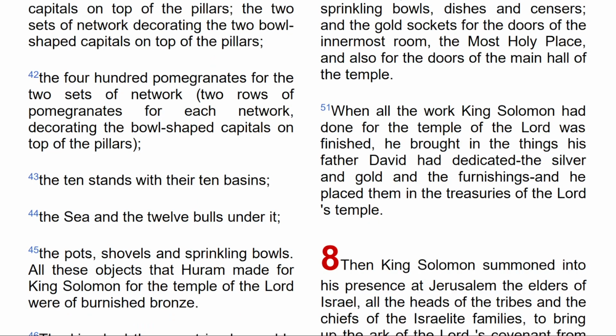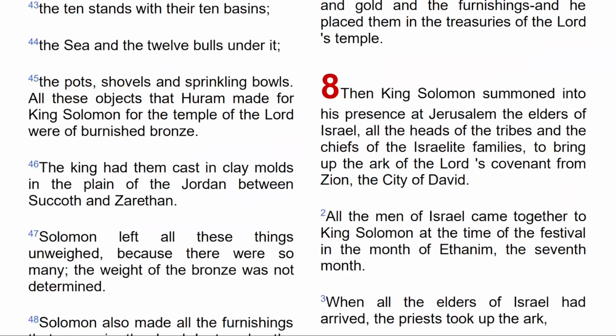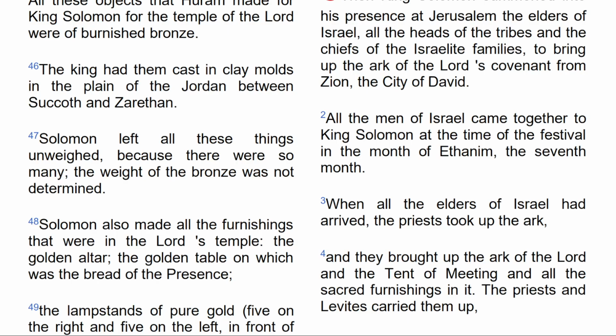The 10 stands with their 10 basins, the sea and the 12 bowls under it, the pots, shovels, and sprinkling bowls. All these objects that Hiram made for King Solomon for the temple of the Lord were of burnished bronze. The king had them cast in clay molds in the plain of the Jordan between Succoth and Zarethan. Solomon left all of these things unweighed, because there were so many. The weight of the bronze was not determined.